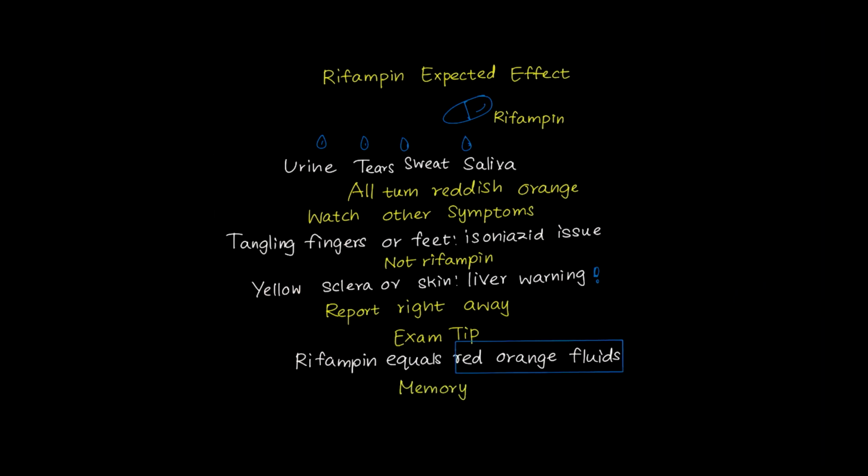Here's a D444 OA exam tip for you. Rifampin equals red-orange fluids. Memory hook: Rifampin paints a rust-colored picture.